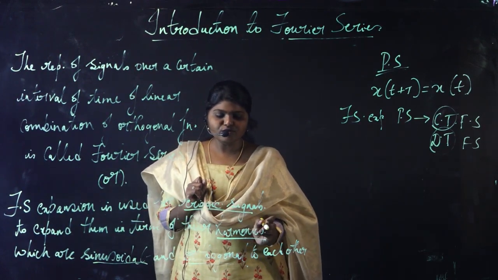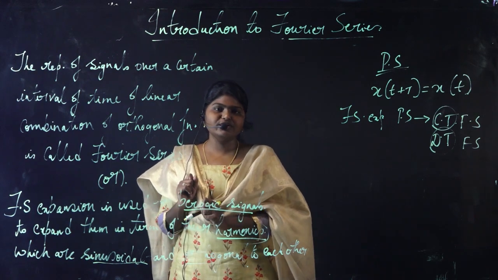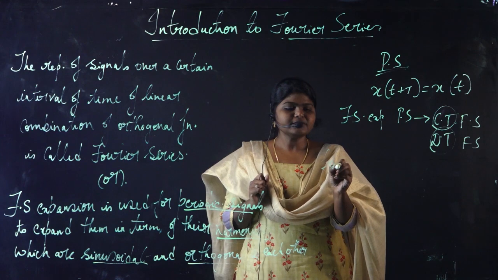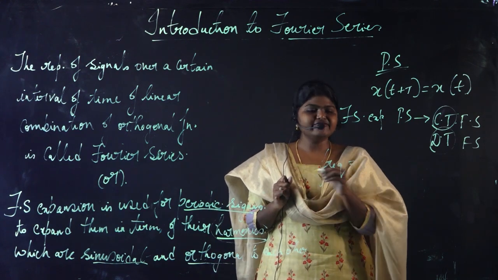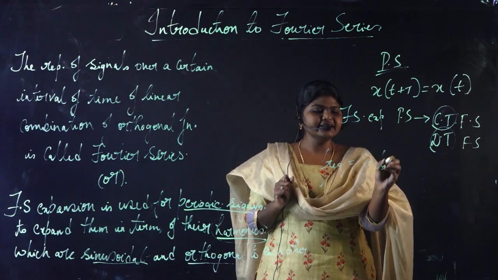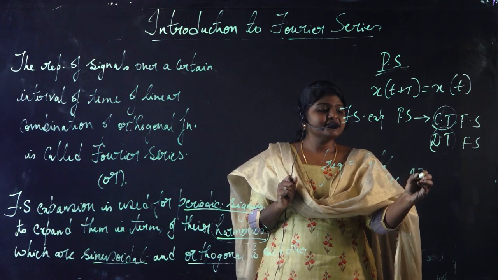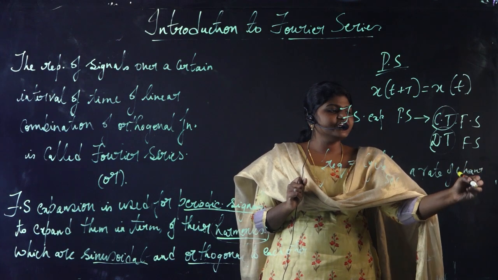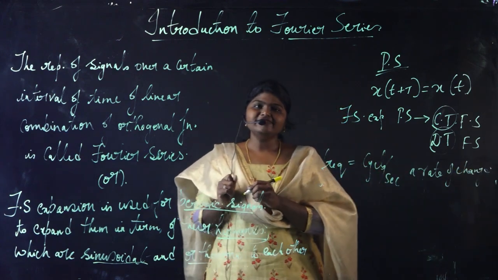So Fourier series expansion is used for periodic signals to expand them in terms of their harmonics. In order to know what harmonics are, we should know what frequency is. We know the term frequency. Frequency can be defined as cycles per second, or the rate of change. The rate of change can be called frequency.